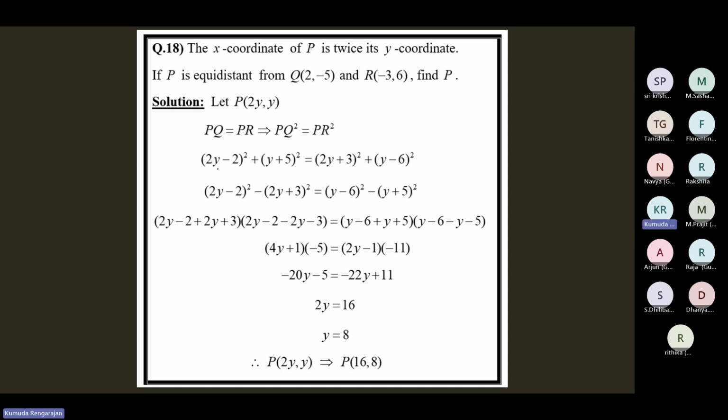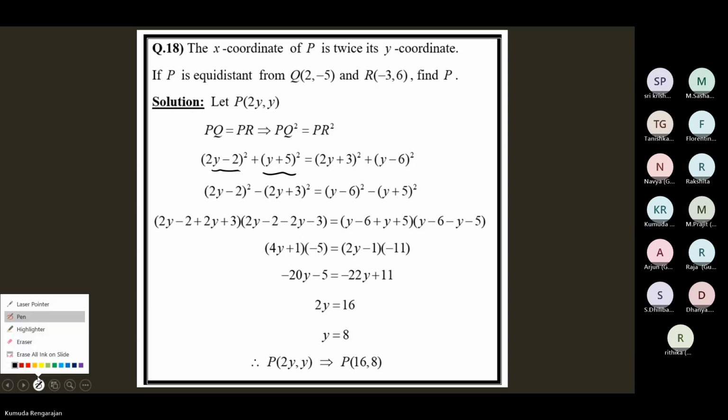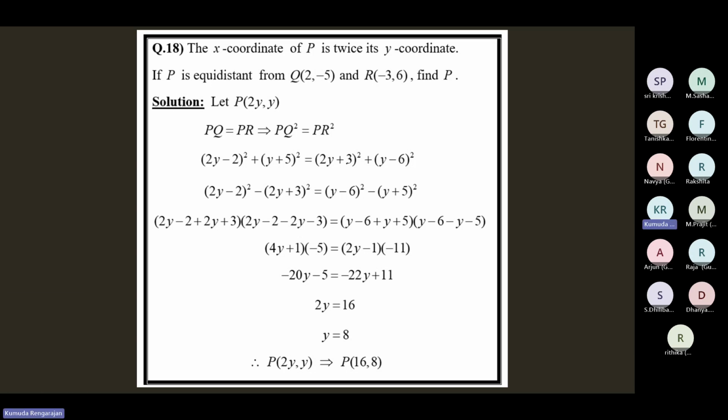So here, children, in this step, you can either expand, or we have used this idea earlier. We are trying to have this 2y minus 2 the whole square and this one on one side, so that it looks like a square minus b square. This one has 2y here, 2y here. When you transpose: 2y minus 2 the whole square minus 2y plus 3 the whole square.